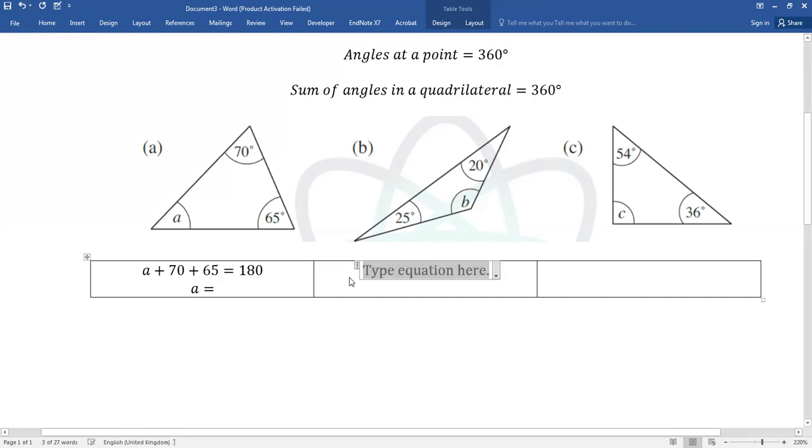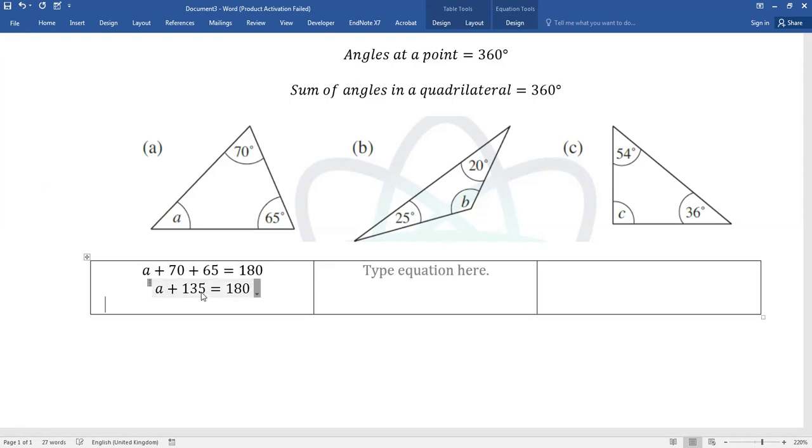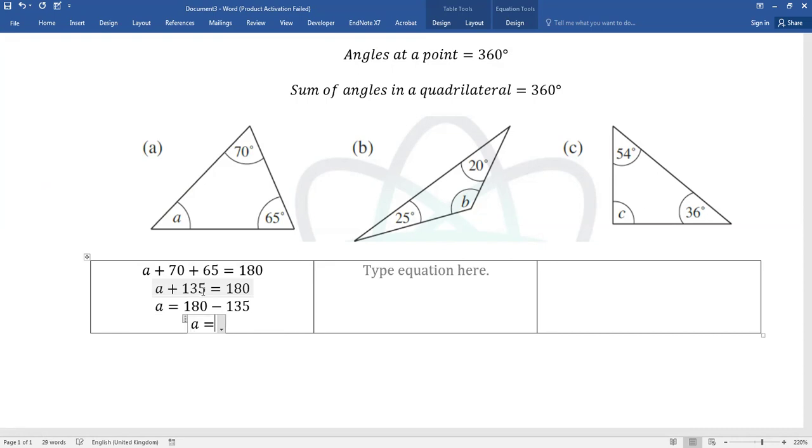Calculators must not be used for these easy questions. 70 and 65 added up become 135. It goes on the other side, 180 minus 135. So what is the value of A? 45. Good, I'm trusting you with the values. Now what about this one? 25 plus B plus 20 is again 180. B plus 45 is 180. B is 180 minus 45, 135. Well done.